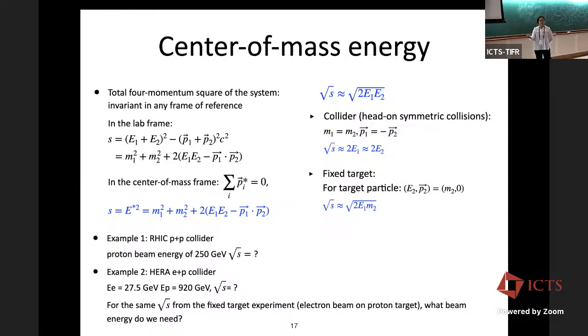What's the center of mass energy? A little bit of calculation, hopefully. You can just ignore the mass term actually because the energy is much larger. You can approximate it there. The answer is about 320 GeV.